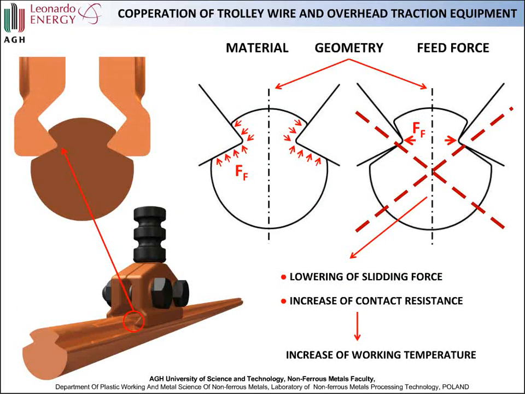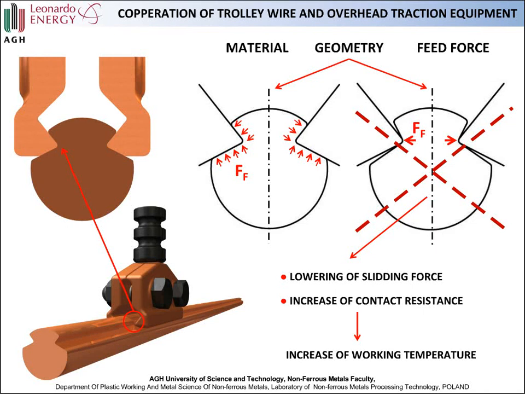Cooperation of the trolley wire and overhead traction equipment is explained in the following slide. You can see a 3D model of a contact wire and contact wire holder in close cooperation. We can say that this cooperation is a function of three main parameters: material of both components, geometry of both components, and applied feed force. Arms of the wire holder should have the same geometry as the rows in the upper part of the contact wire, and both of them should be made with the highest possible precision.